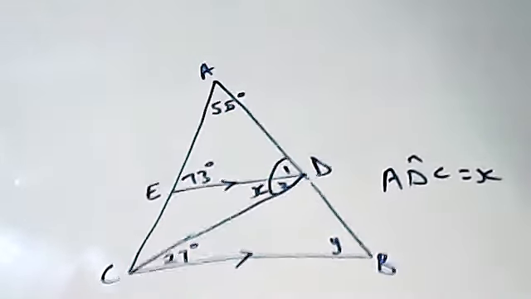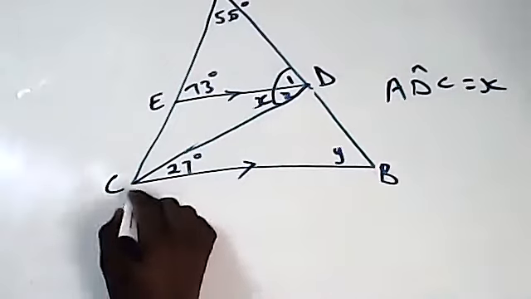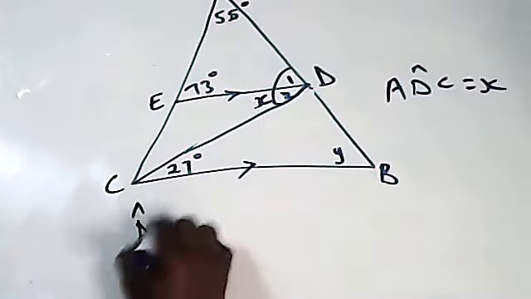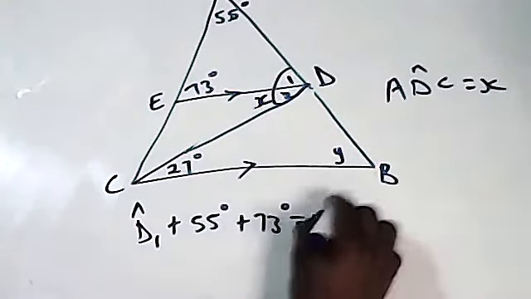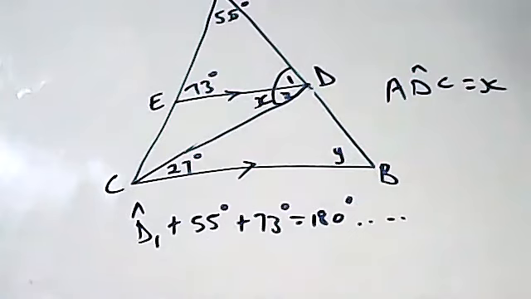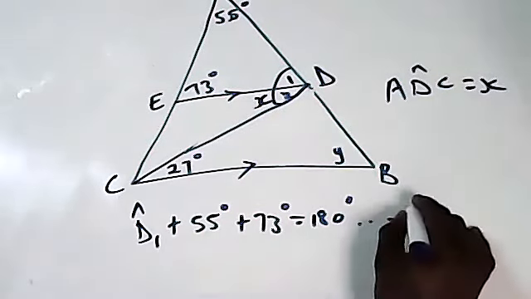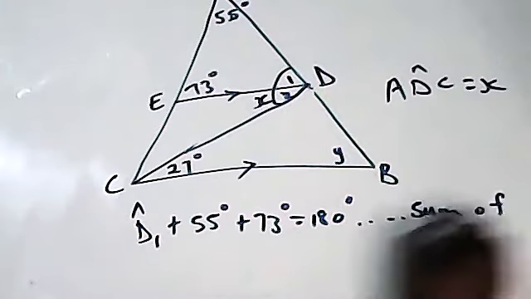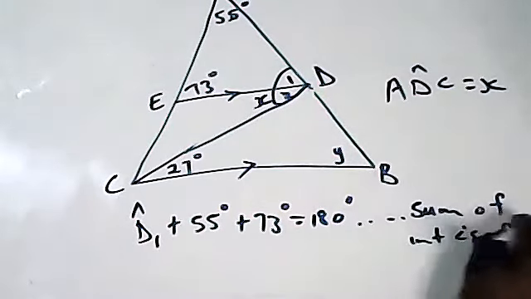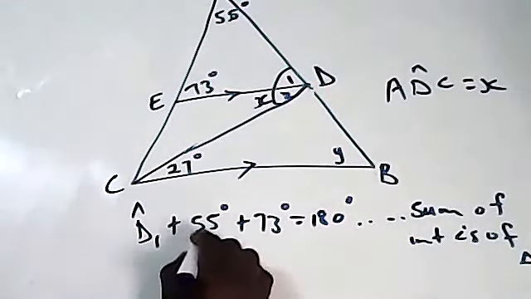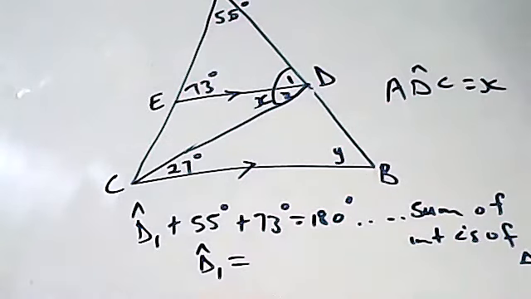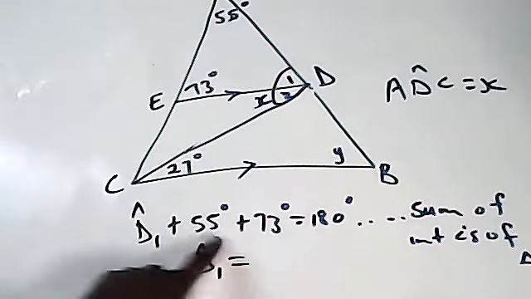Because what you're basically saying is that angle D1 plus 55 plus 73 is going to be 180 degrees. So I'm asking what is the reason? Sum of interior angles of a triangle is equal to 180. That's the reason. Now, from there, you just take your calculator. Obviously, you'd have to write that D1 is equal to 180 minus the sum of these.